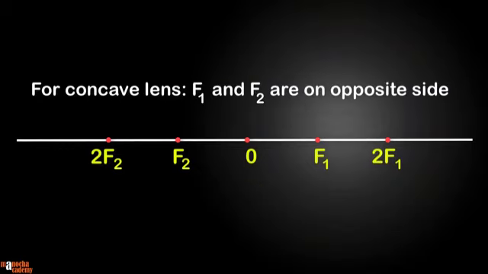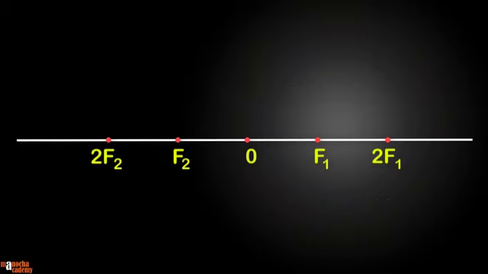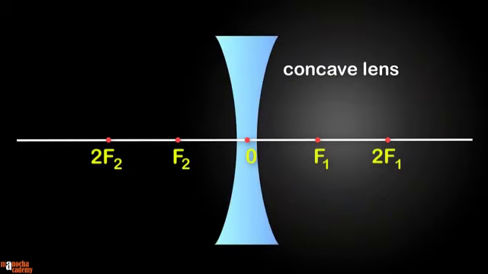Note that in a concave lens, usually the F1 and F2 are on the opposite side compared to a convex lens. So F1 and 2F1 are on the right side and F2 and 2F2 are on the left side. You might find different conventions in different textbooks. Now let's draw the concave lens. You can roughly sketch the lens or use a compass to draw the 2 arcs of the concave lens. Make sure the lens is thin. Don't draw a thick lens.